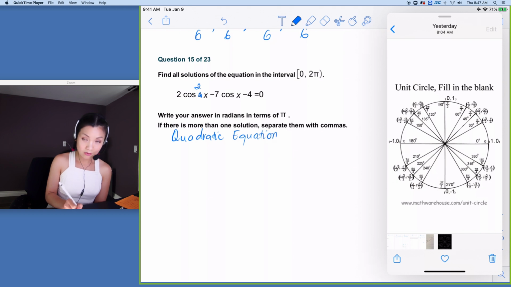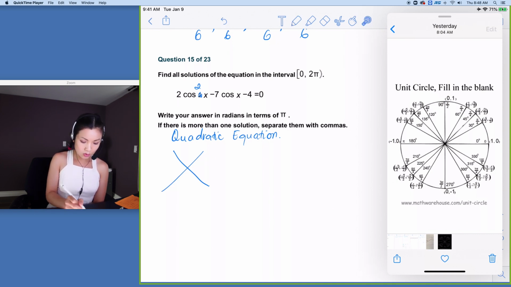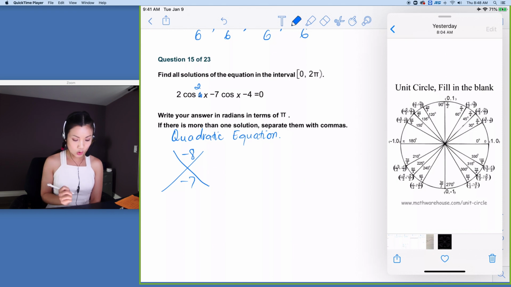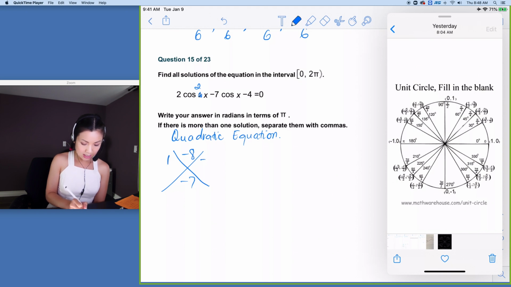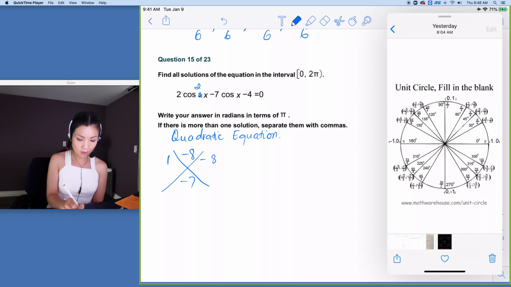So what I have to factor, right? This is my way of factoring. I take 2 times negative 4, that's negative 8. I put the middle term, which is negative 7, here. I take two numbers. When you multiply, you get negative 8. When you add, you get negative 7. So what I have is 1 and negative 8. Okay, now this is what I have for factoring.